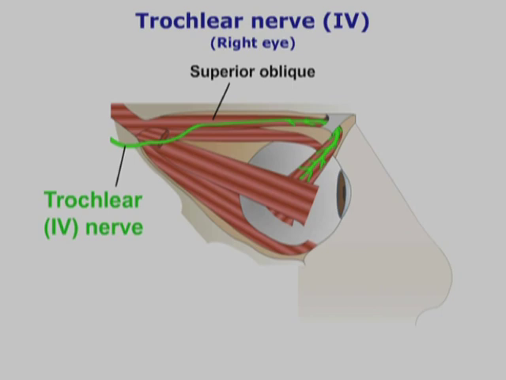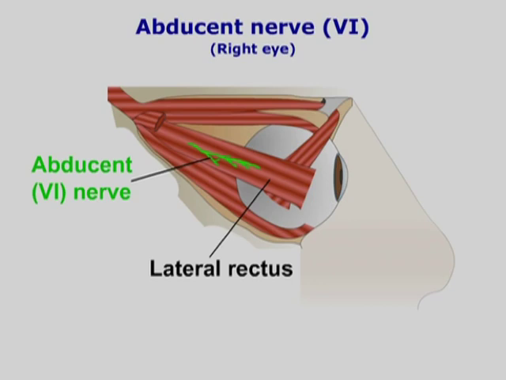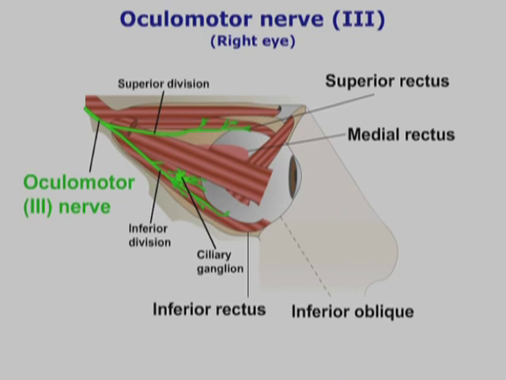The trochlear nerve supplies the superior oblique muscle and the abducent nerve the lateral rectus muscle. The third cranial nerve supplies the medial rectus, inferior rectus, superior rectus, and inferior oblique muscles. It also performs two other functions: innervation of the levator palpebrae superioris, that is the upper eyelids, and constriction of the pupils through parasympathetic components.